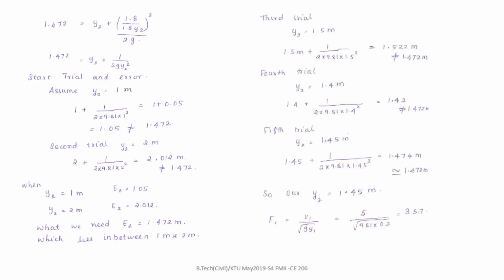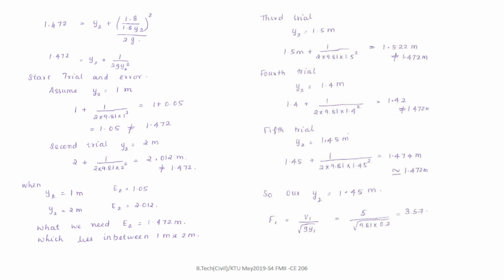You have to use the trial and error method. What is the trial and error method? On the left hand side we know the value is 1.472. But on the right hand side you have an equation, that is Y2 plus 1 by 2G Y2 square. So you have to assume some value for Y2, substitute it in the right hand side, solve that, and find out whether it is equal to 1.472.